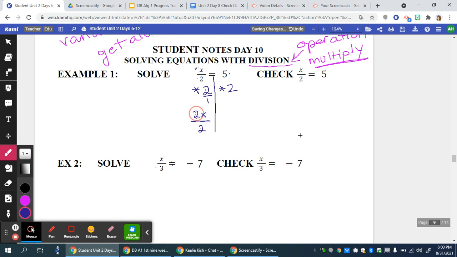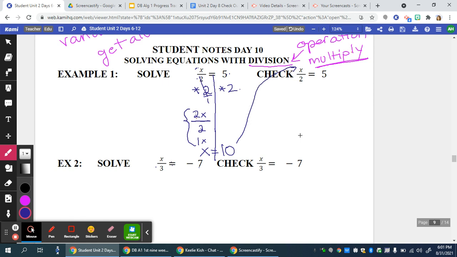And then we simplify this. 2 divided by 2 is 1. So we have 1x, but as we already know, we don't need to write that 1, so it just ends up as x. So instead of writing this part, we know that when you multiply by 2 and divide by 2, those cancel each other out and we end up with the x. And then on the right side, we have 5 times 2, which is 10. So x should be equal to 10.